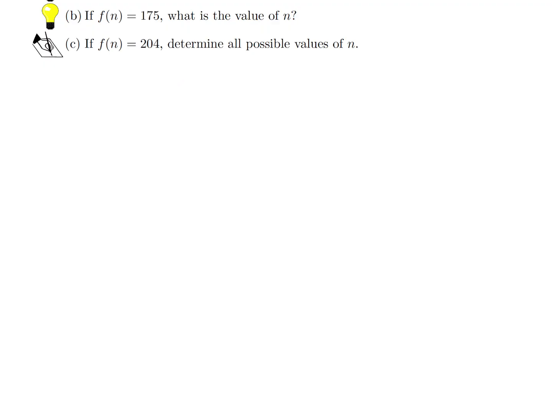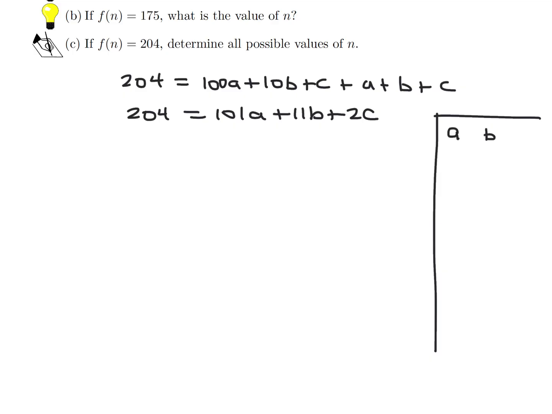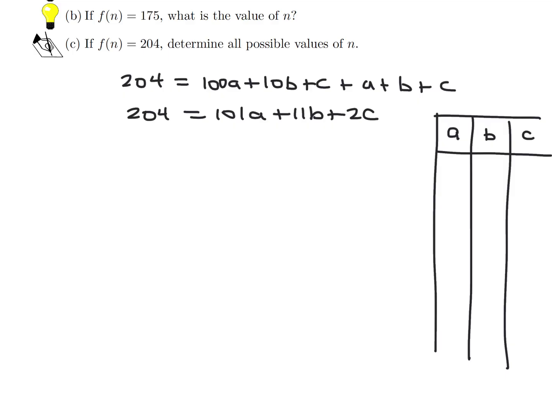If f at n is 204, determine all possible values of n. Okay, so by now you are an expert on how to do these questions. So just like before, we'll set it up, and then we will do our trial and error and see what happens. So we got 204 is equal to 101a plus 11b plus 2c. Just like before, I'm going to make a guess as to what a could be, and then calculate what b and c are. Well, a cannot be 0 for the same reason as before. It's got to be a 3-digit number, and n is equal to abc. Correct? So it's not 0.